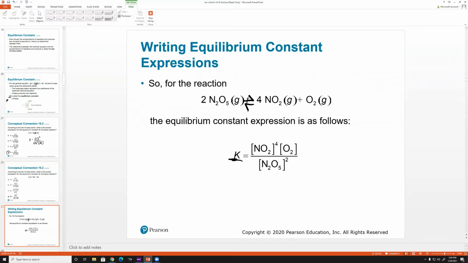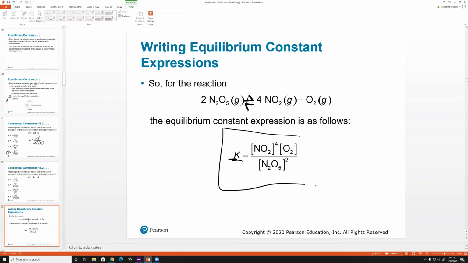Here's another example where you have N2O5. It would be in the denominator. It would be products over reactants. So NO2 to the fourth times O2 to the 1, over the reactant, which is N2O5 squared.